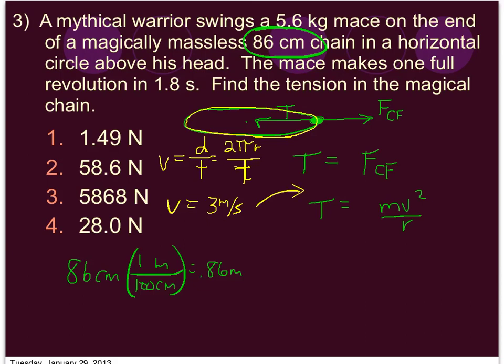Now I can plug this into my tension equation. Okay, so I'm going to take my mass of 5.6 kilograms times my velocity of 3 meters per second and square that, divided by my radius of 0.86 meters, and that's going to give me, when I plug and chug, a tension of 58.6 newtons.